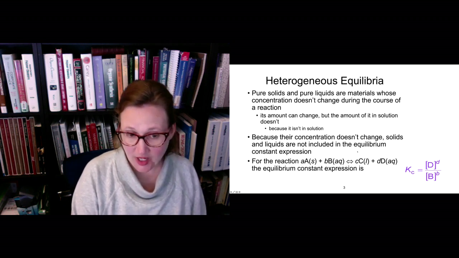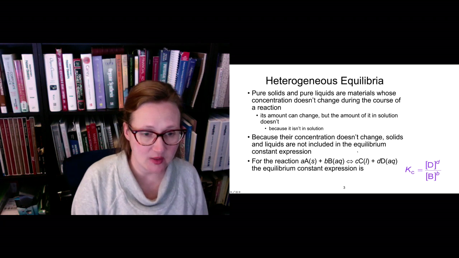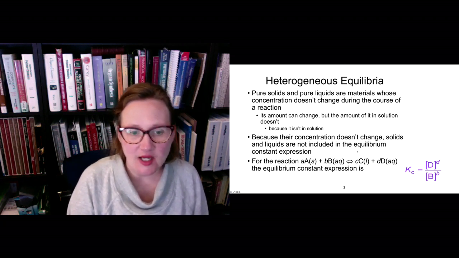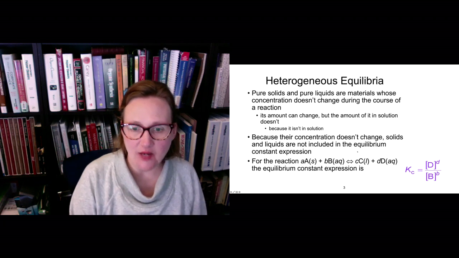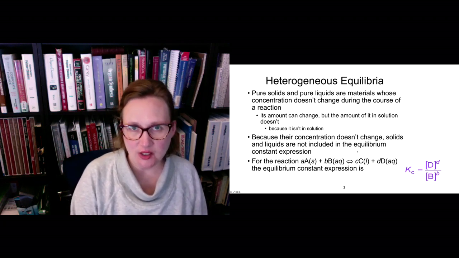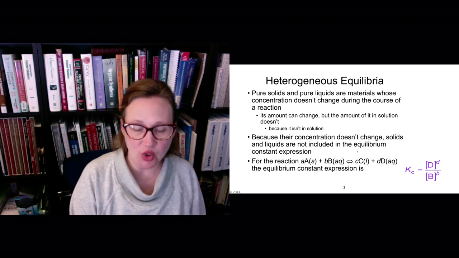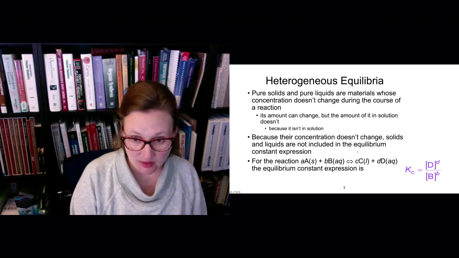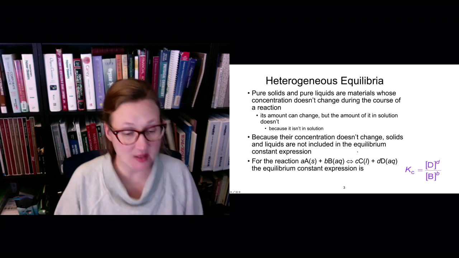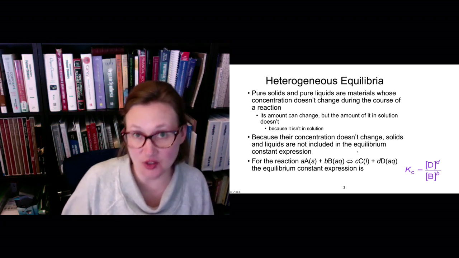All right, so imagine we have this reaction. We have A plus B going to C plus D. In this reaction, we have A as a solid and we have C as a liquid. We're not going to include those in the equilibrium expression, so we'll just use D and B because they are aqueous. So D to the d power divided by B to the b power. That's the equilibrium expression for this reaction.